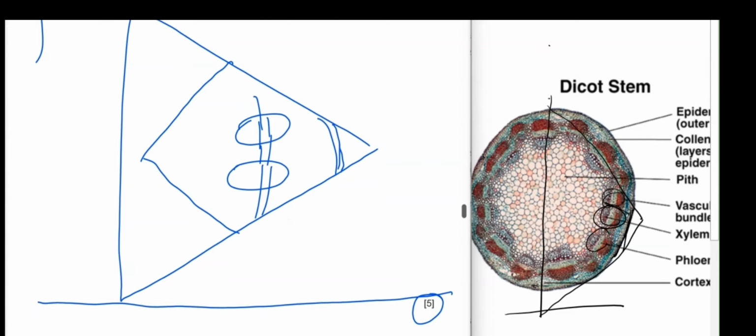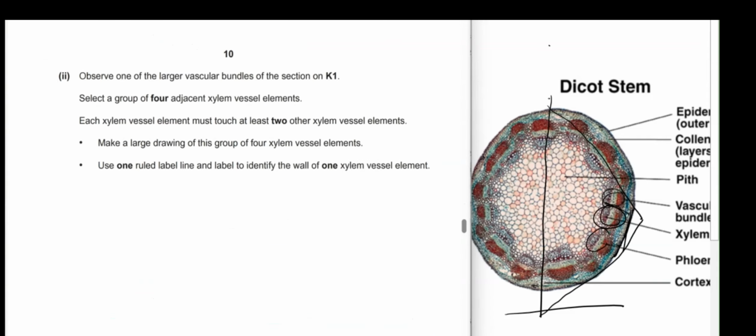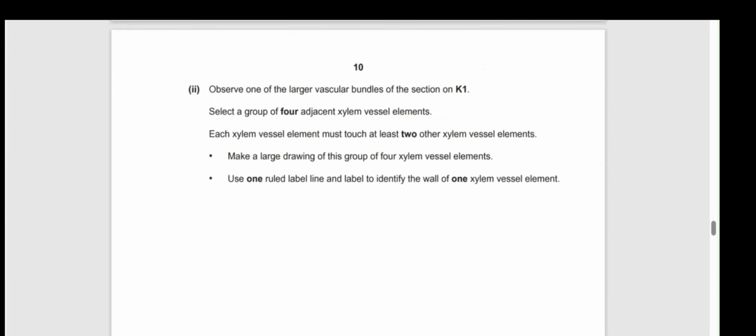Then moving to the next part of this question: observe one of the four large vascular bundles of the section on K1. Select a group of four adjacent xylem vessel elements. Each xylem vessel element must touch at least two other xylem vessel elements. Make a large diagram of this group of four xylem vessels and use one ruled label line and label to identify the wall of one of the xylem vessel elements.